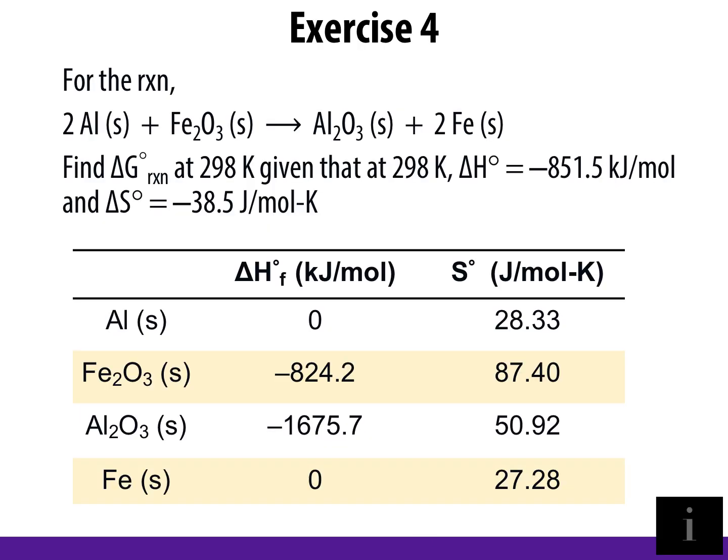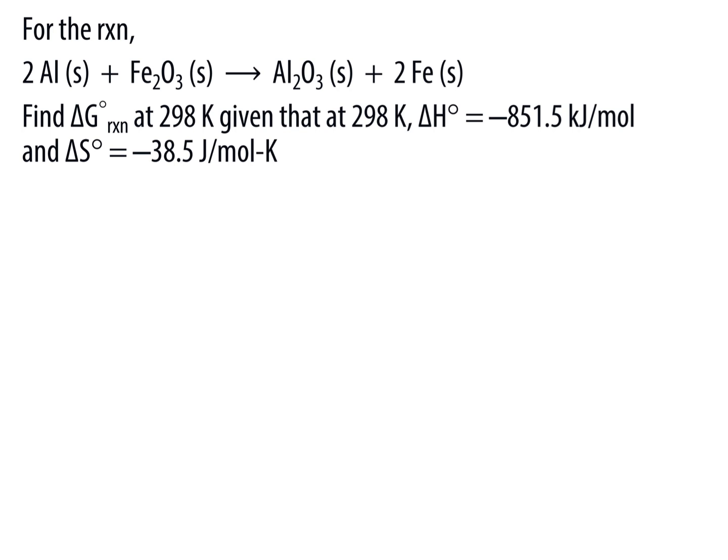Here's the next example. I'll show the solution on the next slide. In this case, since I'm given delta H naught and delta S naught, I can use the definition of delta G. Delta G naught of reaction is equal to delta H naught of reaction minus T delta S naught of reaction, right off the equation sheet.